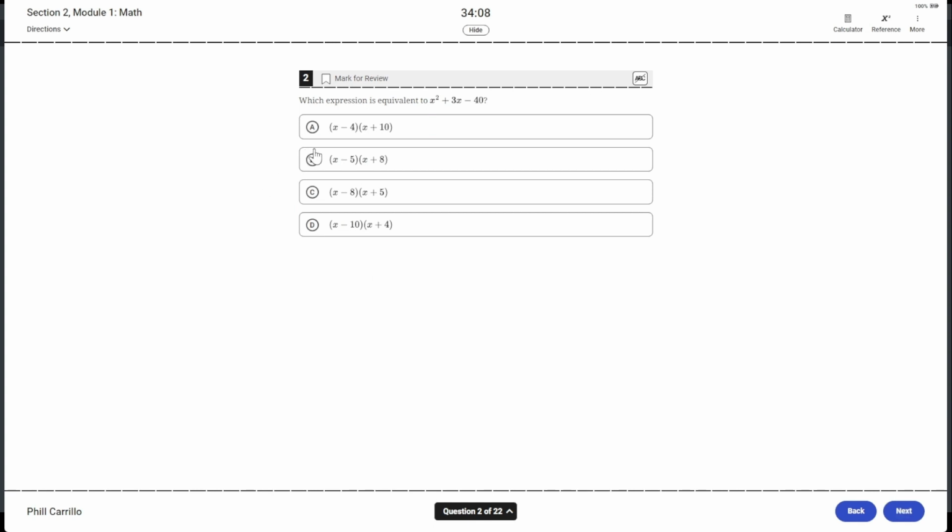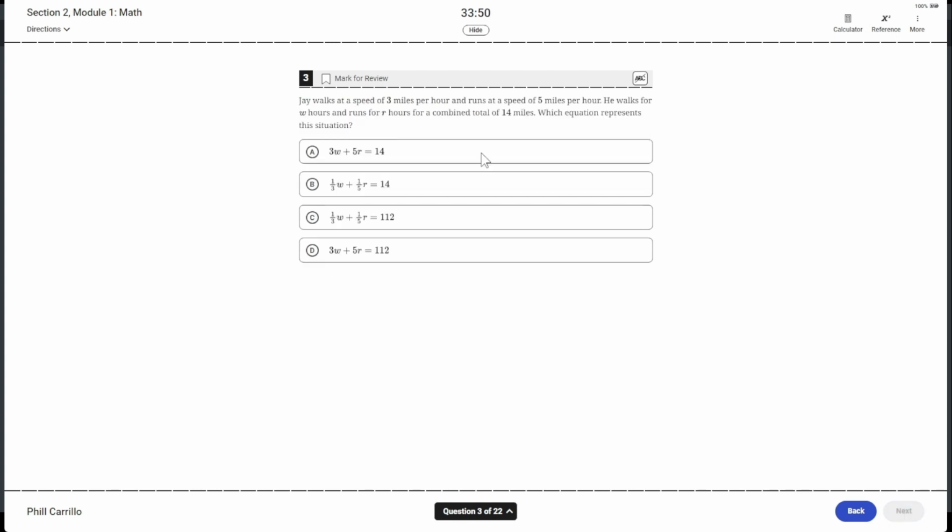Okay. Which expression is equivalent to, oh, these are all factored forms, so factors of negative 40 that add up to 3. Not A. B, right? Yeah, 8 minus 5 is 3. Yep. 8 times negative 5. Let's go.